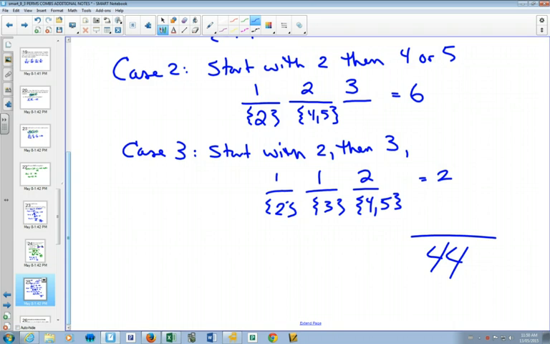Since these are word problems, we have to say there are 44 ways.